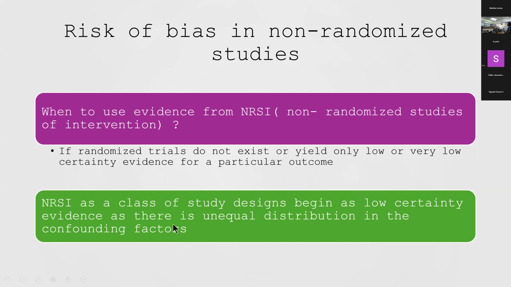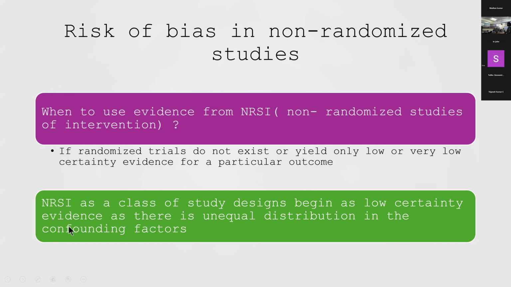Okay, so now we move on to risk of bias in non-randomized studies. So we all know RCTs have the best body of evidence. So when do you actually look at observational studies for intervention? Sometimes, for your target PICO, you might not have an existing RCT, or you might have an RCT which has very low quality of evidence. In that case, you must actually look for NRSIs.